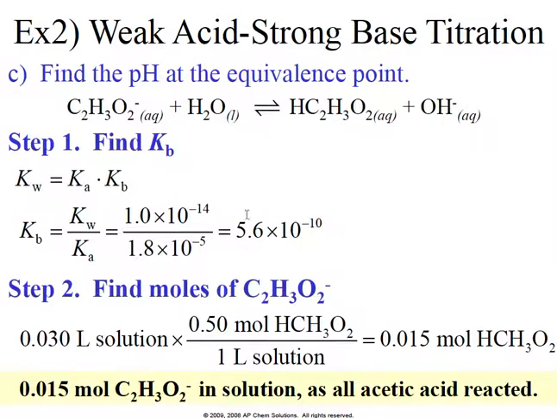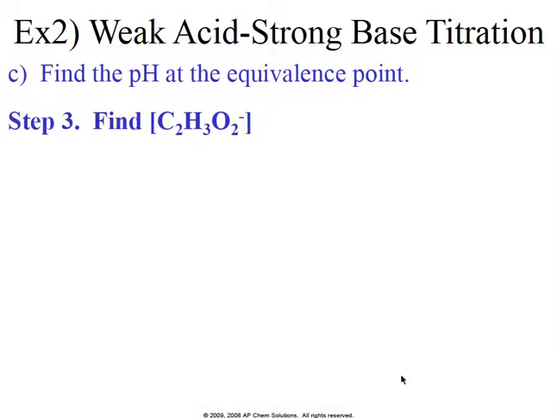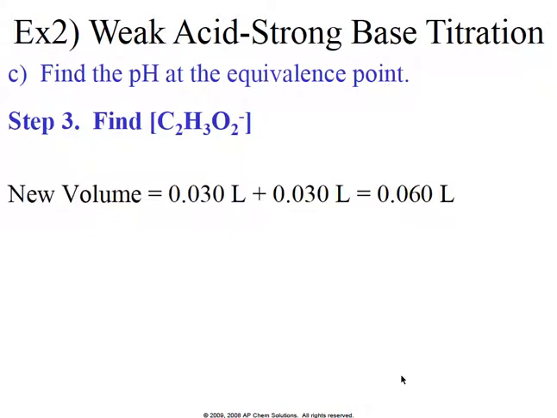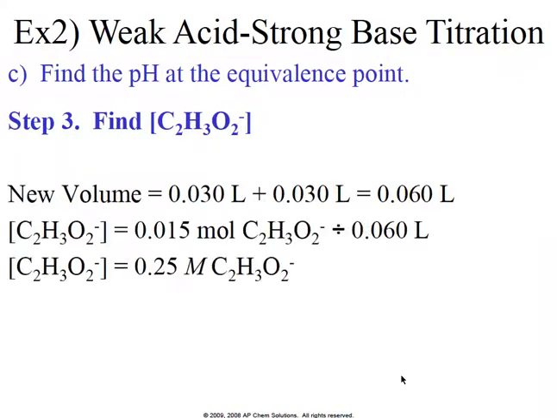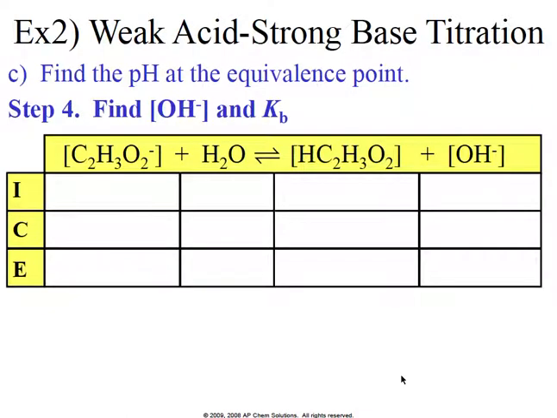Now of course we can find the pH of that if we want to. But first find the moles of acetate. We found the moles of the acetate, so 0.015 moles of acetate in solution as all the acetic acid is reacted. No more acetic acid is left, only the acetate. So find the acetate concentration. Again, we have to find the new volume that is added, and from the new volume, we divide the moles of acetate to find the concentration of the acetate. Then we put it into the ICE chart.